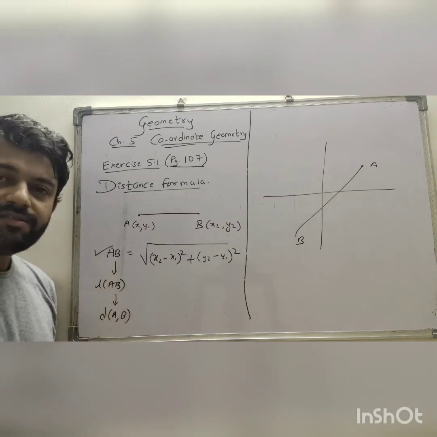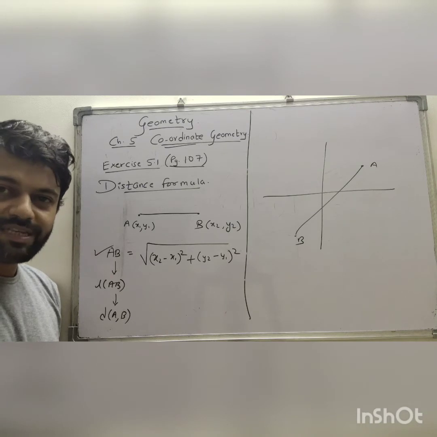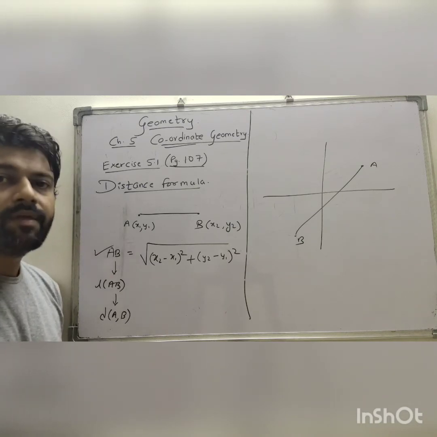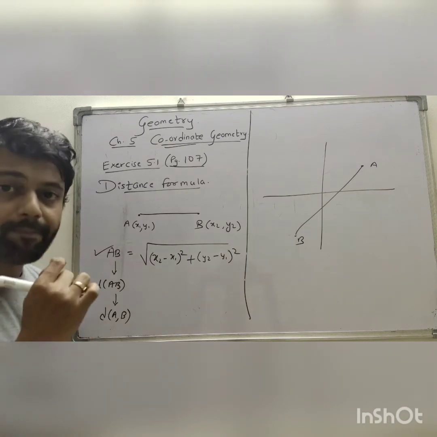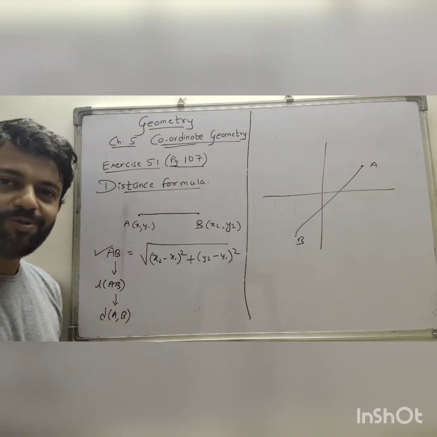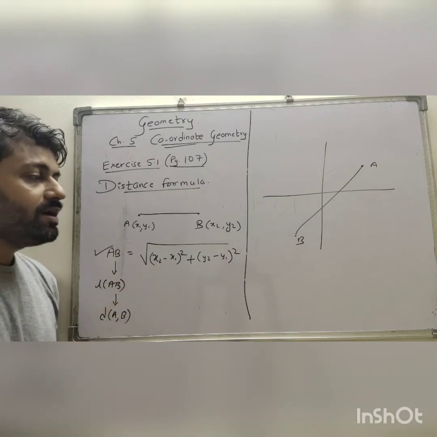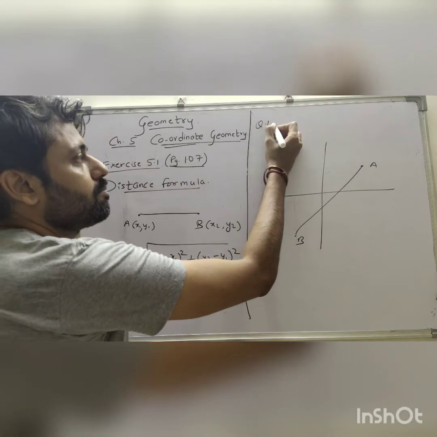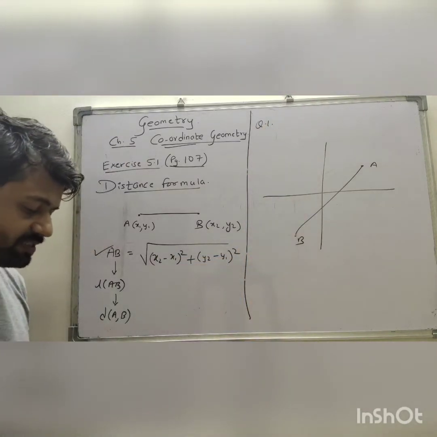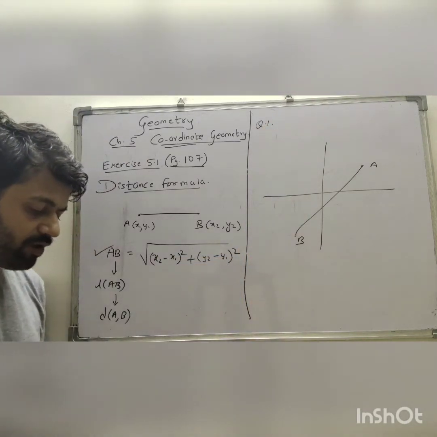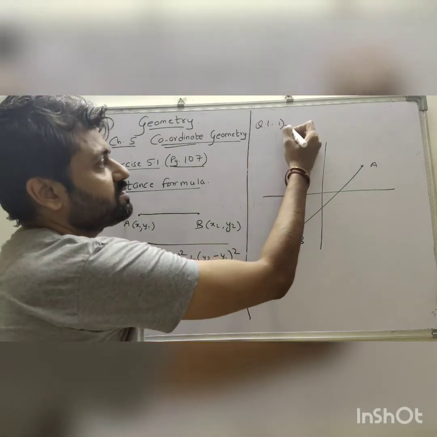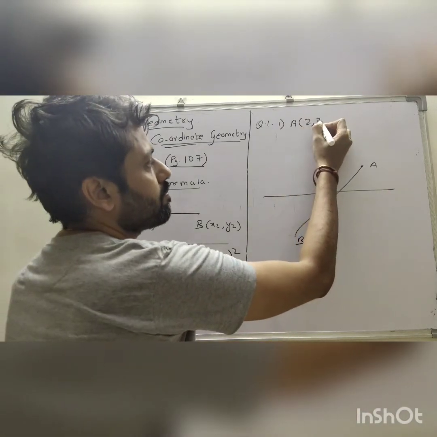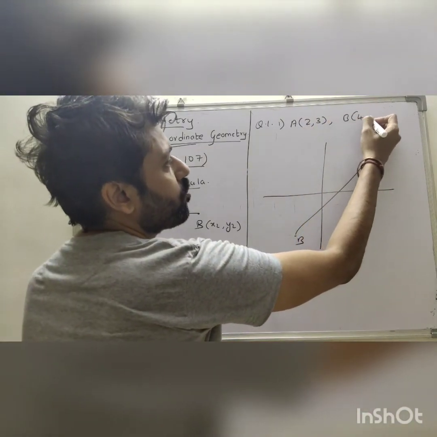So, the formula says distance between the points A and B, length of segment AB or simply AB is equal to the whole root of x2 minus x1 the whole square plus y2 minus y1 the whole square. Using this formula, let us solve the first question. The question says, find the distance between each of the following pairs of points. The first sum is A(2, 3), B(4, 1).